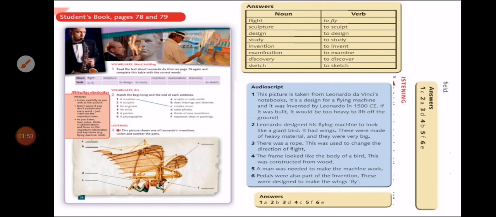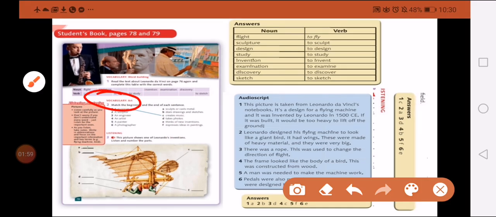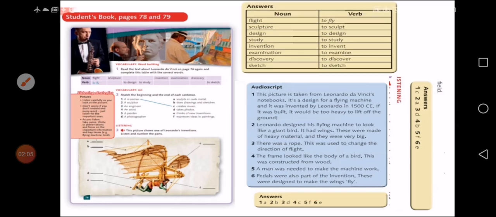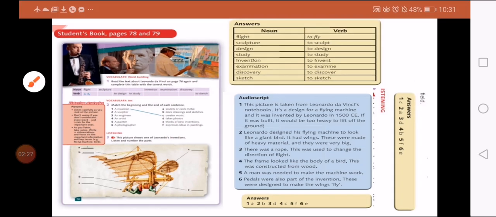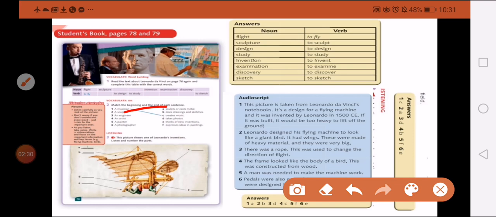Vocabulary on exercise number 2 here. Now we are going to match the beginning and the end of each sentence. Okay now listen to me. Number 1 a musician. Now we match it with what? With it creates music. Okay now creates music. إذا musician creates music. Number 2 sculptor مع A with A. Sculptor with A. Okay إذا now sculptor with A, it means sculpts or casts metal.